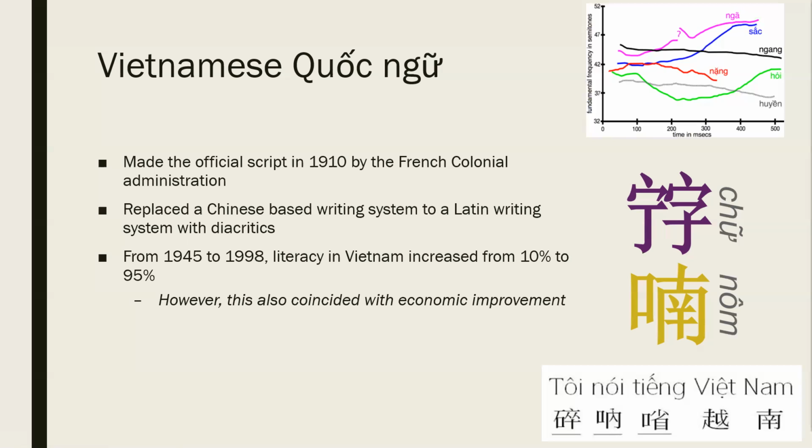Like these other writing system reforms, from 1945, when Vietnam got its independence from France, to 1998, we see a major increase in Vietnamese literacy from 10% to 95%. But again, we see this coinciding with a major increase in economic development. So we really can't conclude that these writing system reforms were the key to this literacy increase.